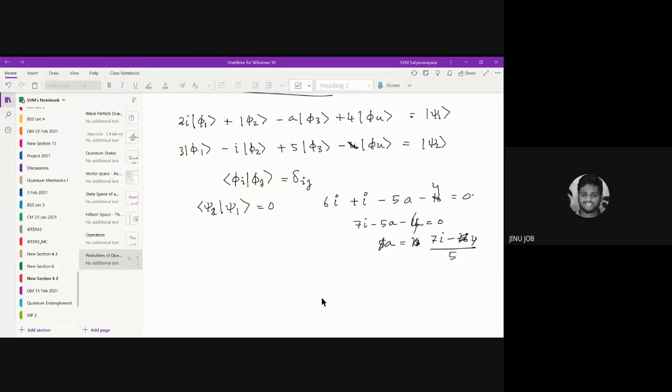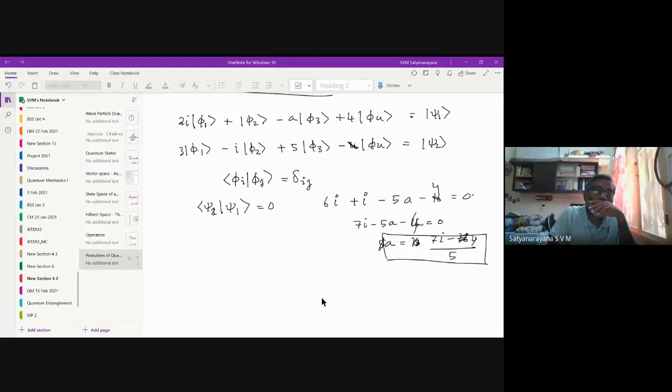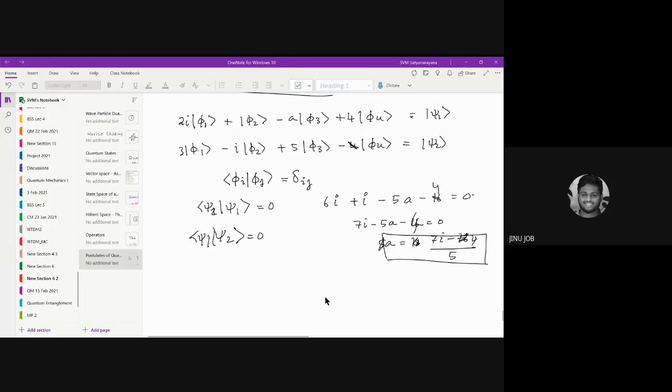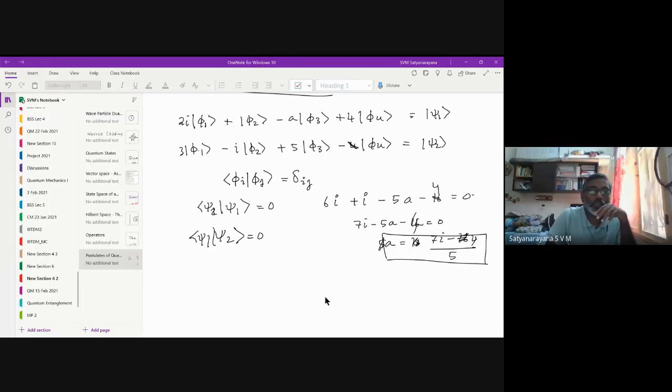Okay. And I'm asking what will happen if the psi 1 ket is taken first and psi 2 second. If you take psi 1, psi 2, that also will definitely be 0. Yes, sir, but what we will get is a star. Correct. So 2i will become minus 2i, and hence this becomes minus 6i. And this is minus i, and this is minus 5a star.